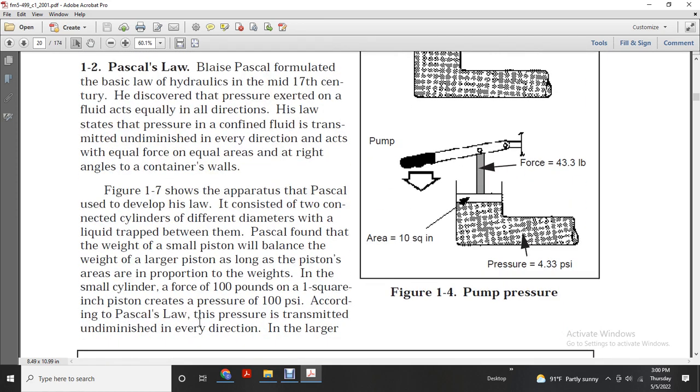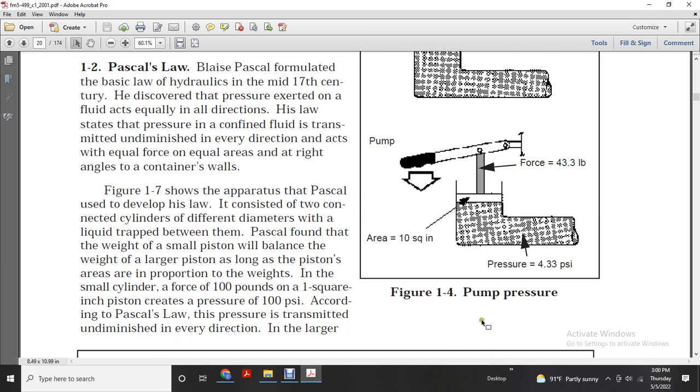Figure 1.7 shows the apparatus with which Pascal developed this law. It consists of two connected cylinders with different diameters with liquid trapped between them. Pascal found that the weight on the small piston balances the weight on the large piston, and the piston areas are in proportion to the weights. A force of 100 pounds on a 1 square inch piston creates 100 psi. According to Pascal's law, the pressure is transmitted undiminished in every direction.